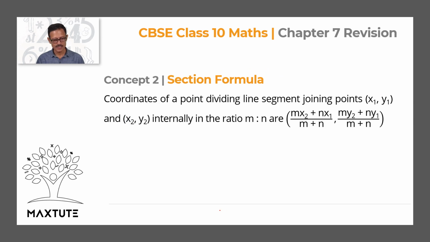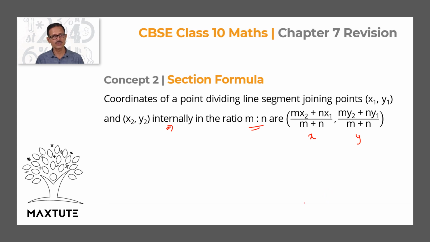Let's move to the second concept, which is the section formula. The coordinates of a point dividing the line segment joining points (x1, y1) and (x2, y2) in the ratio m is to n internally is given by (m x2 plus n x1) divided by (m plus n). This is the x coordinate of that point. (m y2 plus n y1) divided by (m plus n). This is the y coordinate of this point.